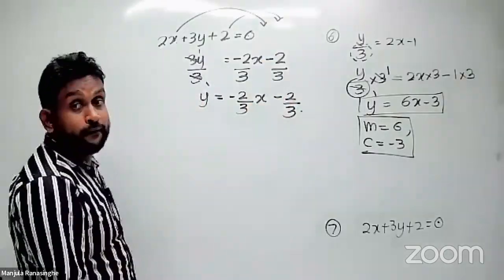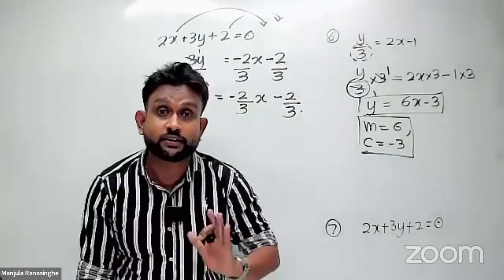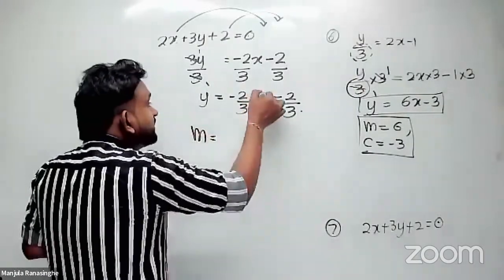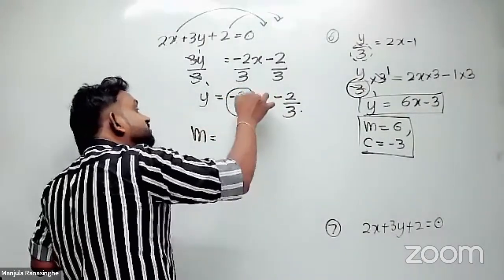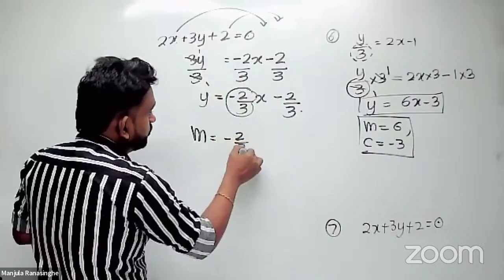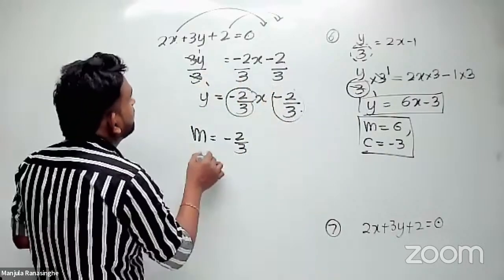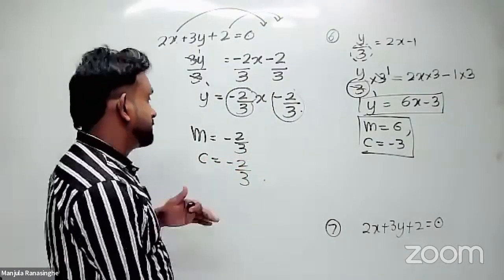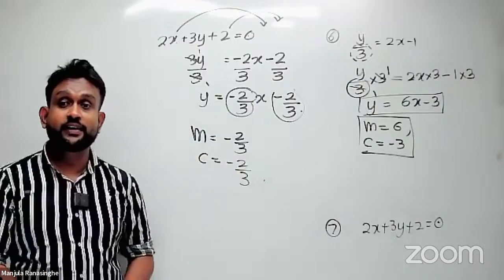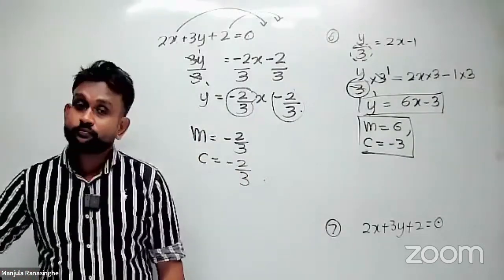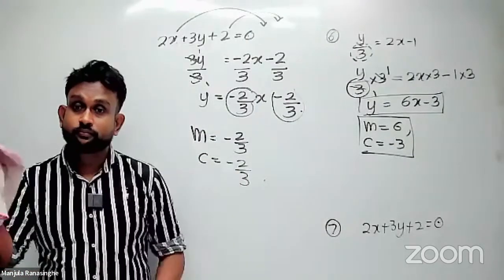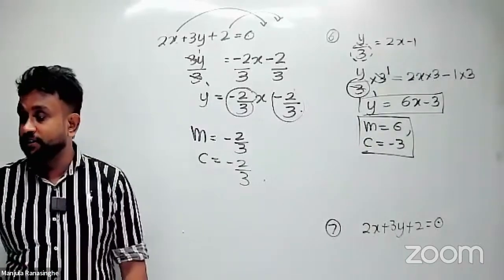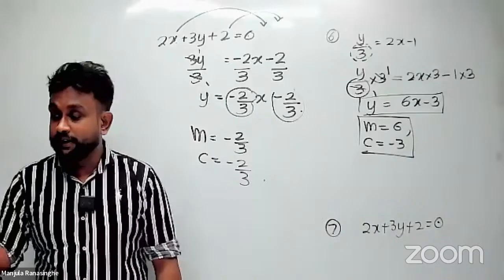Okay, then how to take the x coefficient? The gradient is the x coefficient. This is x and the coefficient is this, negative 2 upon 3. The intercept is also negative 2 upon 3. Right, hands up those who got the answer. Okay, when the equation is given, now you can find out the values of gradient and intercept.